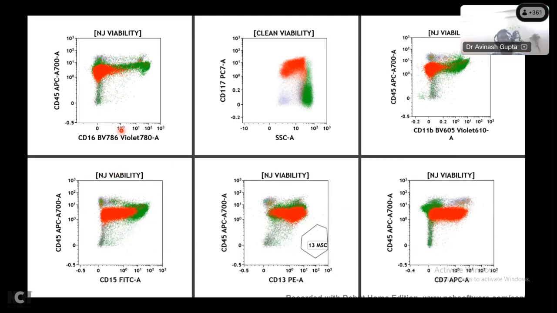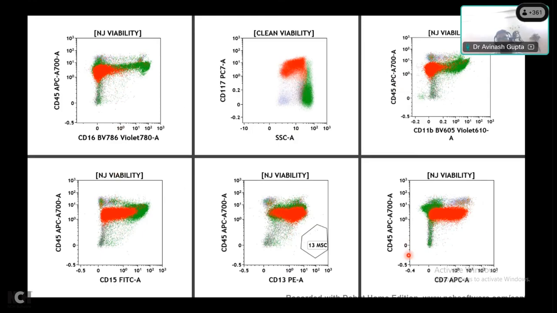Again, if you see here, this is the way neutrophils mature. They are again CD45 dim and negative for CD16. Yes, they are negative for CD16. CD16 is a marker for mature granulocytes. Again, they are positive for CD117 also, and they are again negative for CD11b.